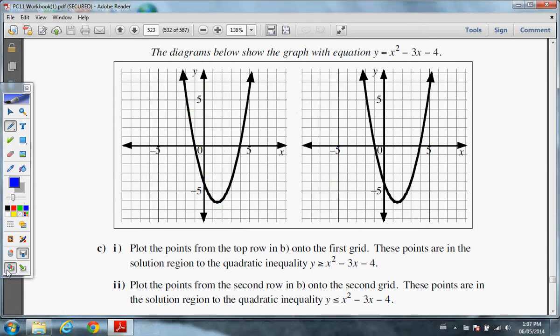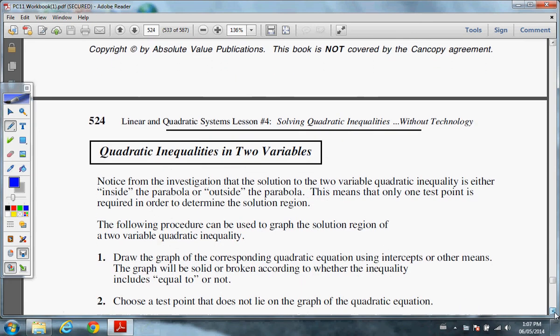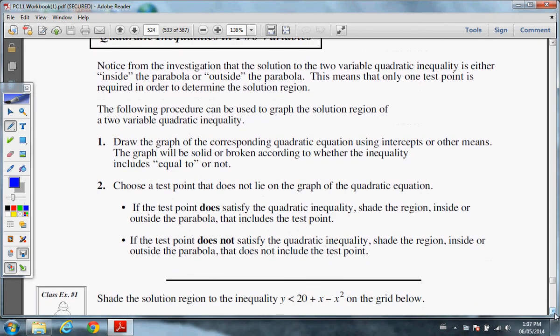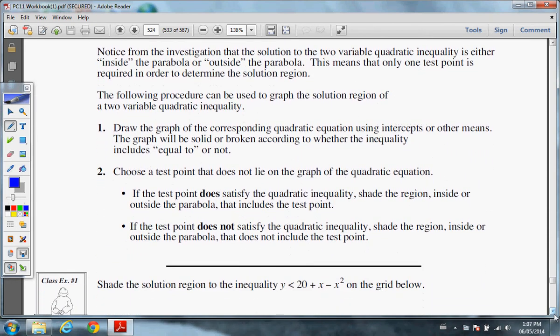Okay, let's go and switch now to the next page and zip through a checklist for you. Okay, all this stuff I kind of talked about, but these are the steps to graphing. Draw the graph using the intercepts, find the vertex the best you can, and then notice if it's equal or not. Remember, if it's not equal, it's a dotted line. Okay, and if it's equal, it is solid.